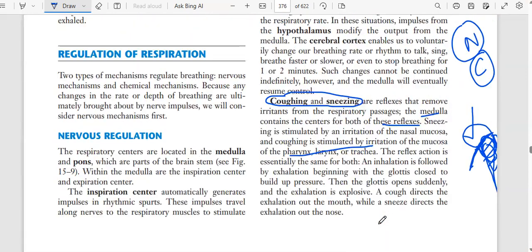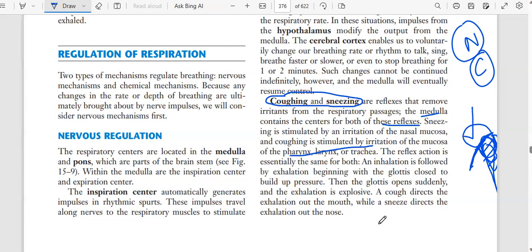So here, how is it happening? It will close the glottis. What will happen? It is only inhalation, then exhalation, but it will exhale explosively. The abdominal muscles and intercostal muscles will help forcefully remove that irritant from that area. The epiglottis will close. Okay, what will happen? Suddenly, explosive exhalation will happen to remove the irritant. Okay, understood how the cough and sneeze happen.